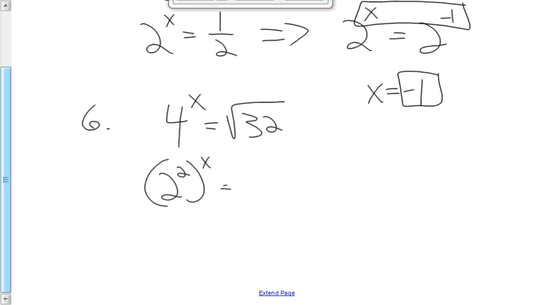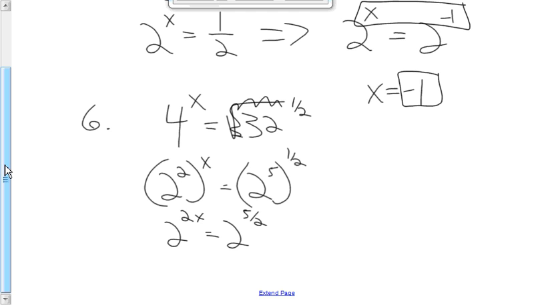Now, the radical I'm going to get rid of and put as an exponent, because it works because we're going to set the exponents equal. And if we have a radical, it's better to think of it as an exponent so we can work with it. So 32 is 2 to the 5th. Okay, and now we multiply exponents together. So it's 2 to the 2x equals 2 to the 5/2.